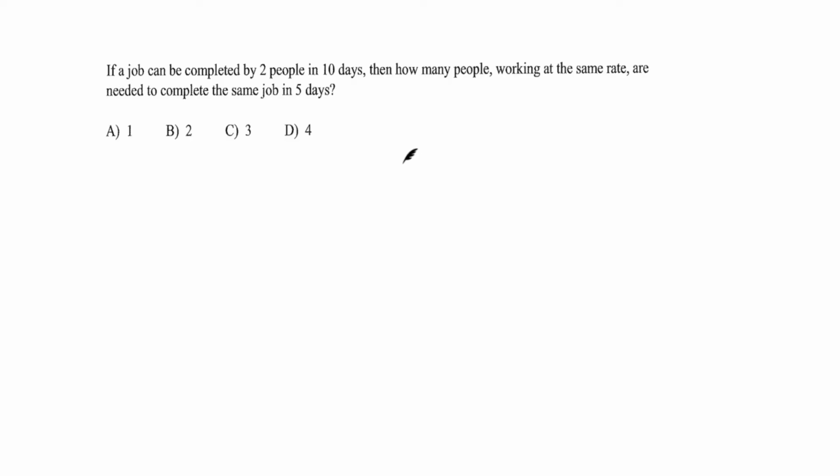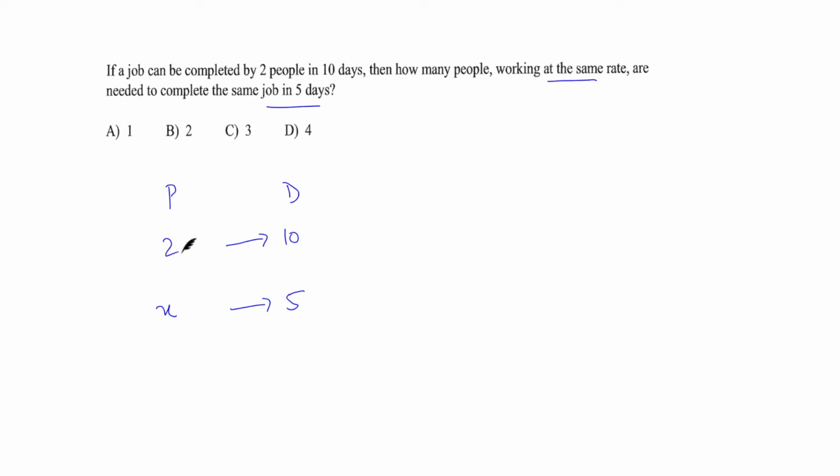Another similar question. If a job can be completed by 2 people in 10 days, then how many people working at the same rate, this is important, are needed to complete the same job in 5 days? So this is inverse proportion. If you've got more people, obviously it would take less number of days and vice versa. So we have got people and we have got days. So if a job can be completed by 2 people in 10 days, then how many people would it take working at the same rate to complete the same job in 5 days?